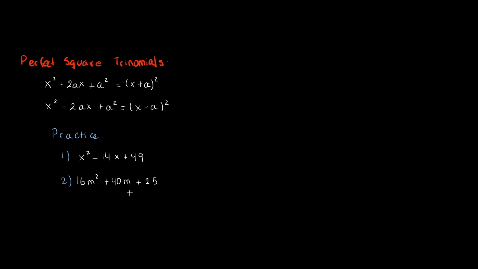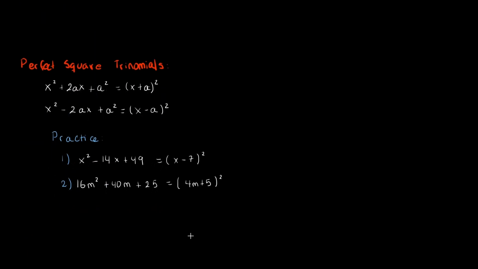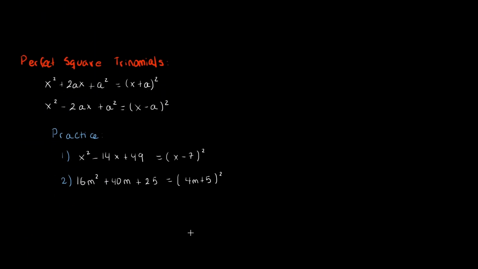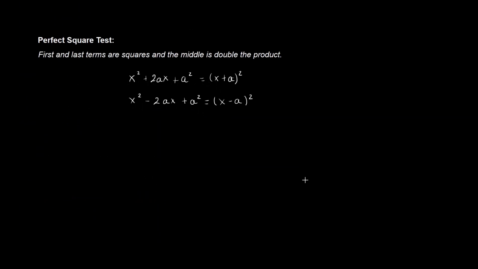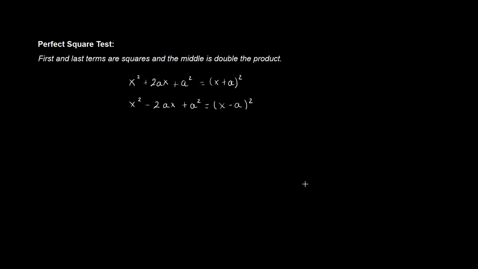Here you have two practice problems. You can pause the video and see what you get. And of course, here you have the answers just to check. So here is the key for identifying perfect square trinomials. I call it the perfect square test. First and last terms are squares and the middle is double the product.